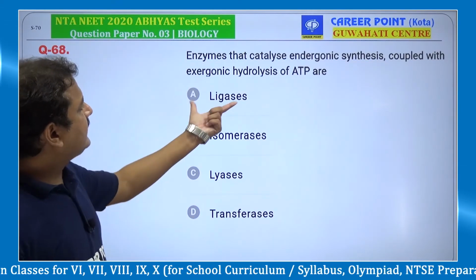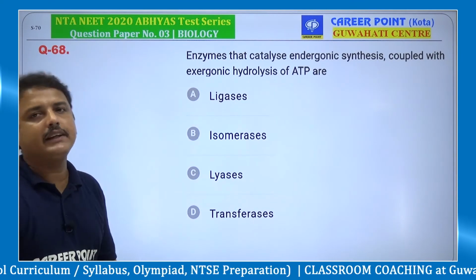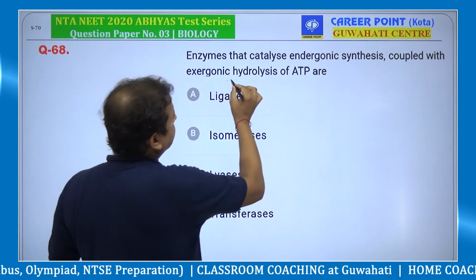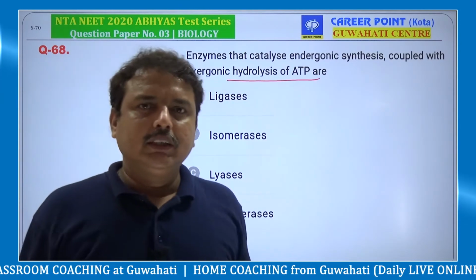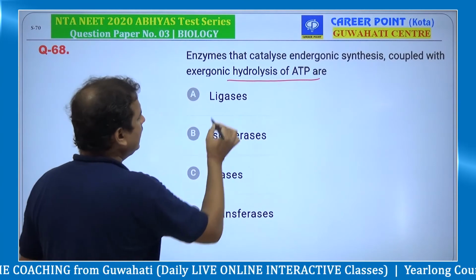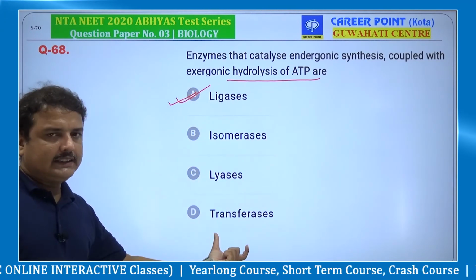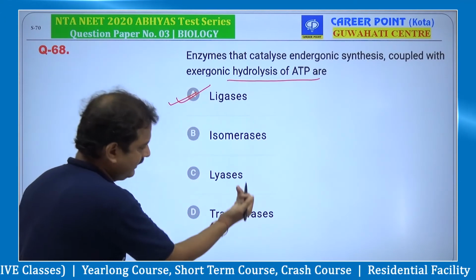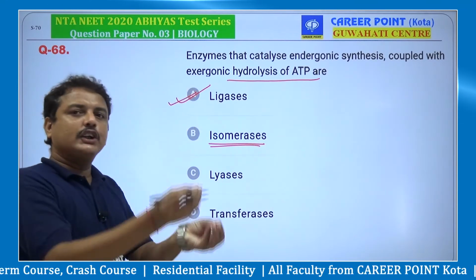Enzymes that catalyze endergonic synthesis coupled with exergonic hydrolysis of ATP. Now see, hydrolysis of ATP is joined to the synthesis. Please remember, among isomerase and ligase, the answer is ligases. Now let us discuss the third. Isomerase therefore alters the functional group.